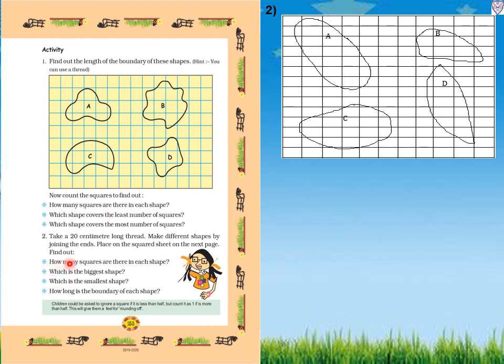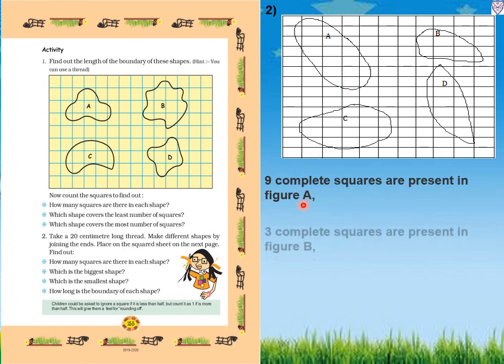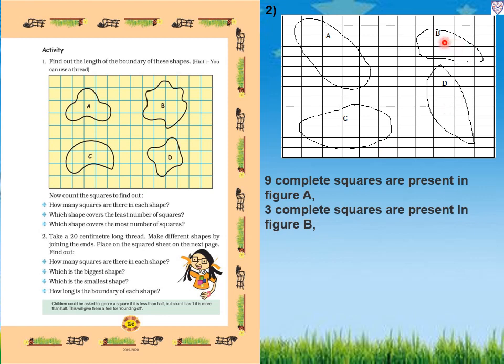Now questions. How many squares are there in each shape? So in A, how many squares are there in total? 1, 2, 3, 4, 5, 6, 7, 8, 9. So 9 complete squares are present in figure A. Now in B, how many squares are there? 1, 2, 3. So 3 complete squares are present in figure B. Now C, 1, 2, 3, 4, 5, 6. So 6 complete squares are present in figure C.